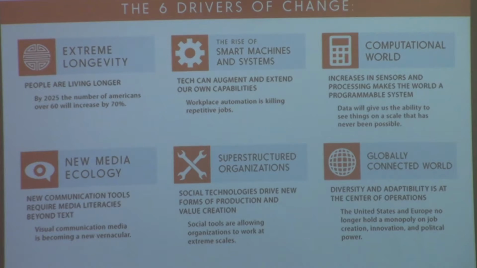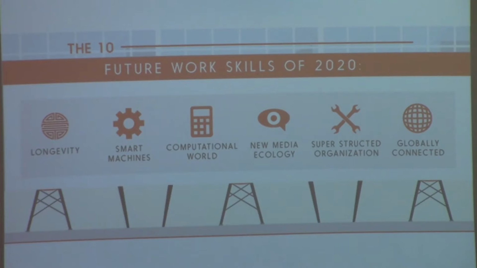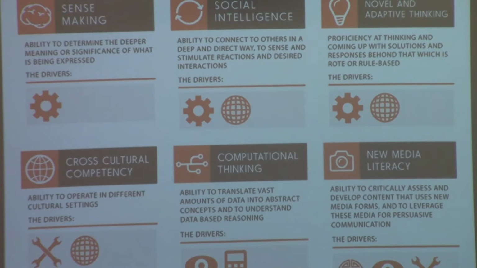Super structured organizations now are so vastly different than what they were when we were kids. Global connection. It used to be if you wanted to talk to somebody in another country, it took forever and a day to be able to connect with them. And we could connect to somebody in Germany right now in a split second if we wanted to. So, longevity, smart machines, computation, media, structures of organization, and global connections. And why are they important? To help us make sense.